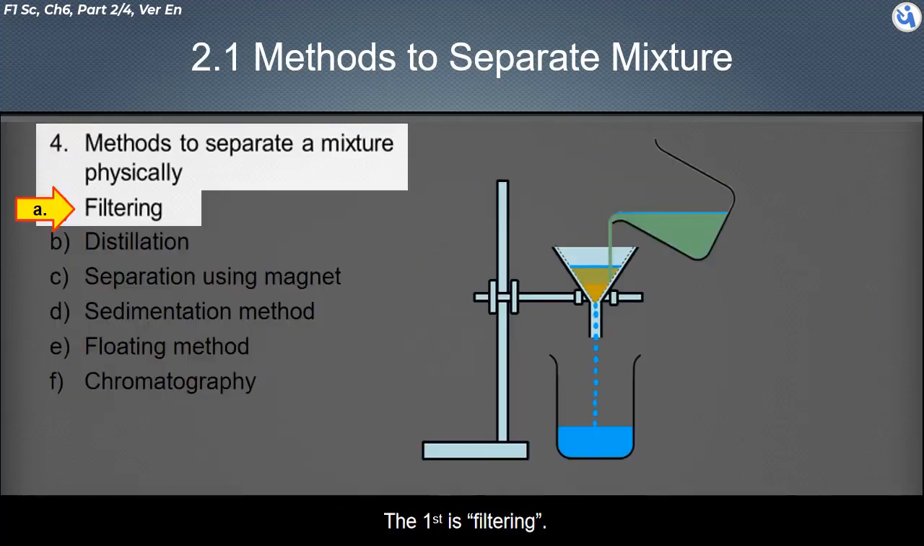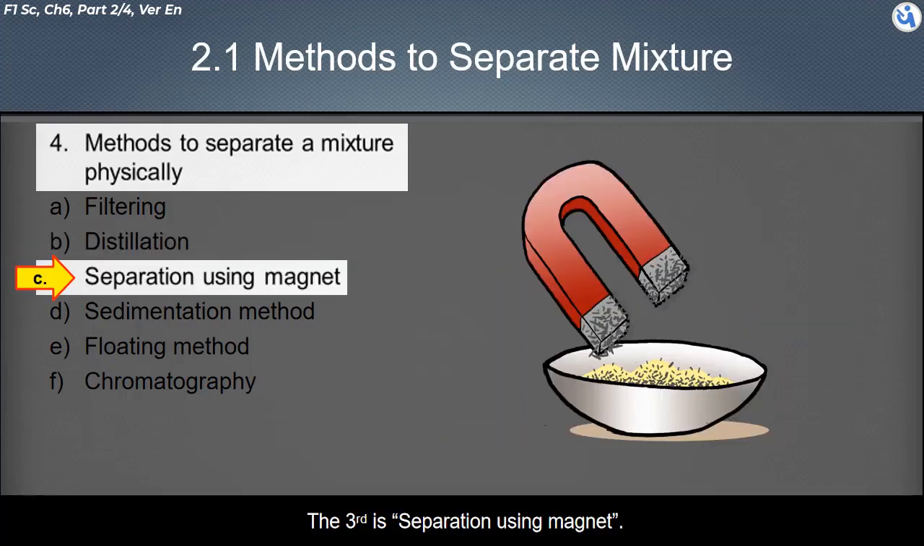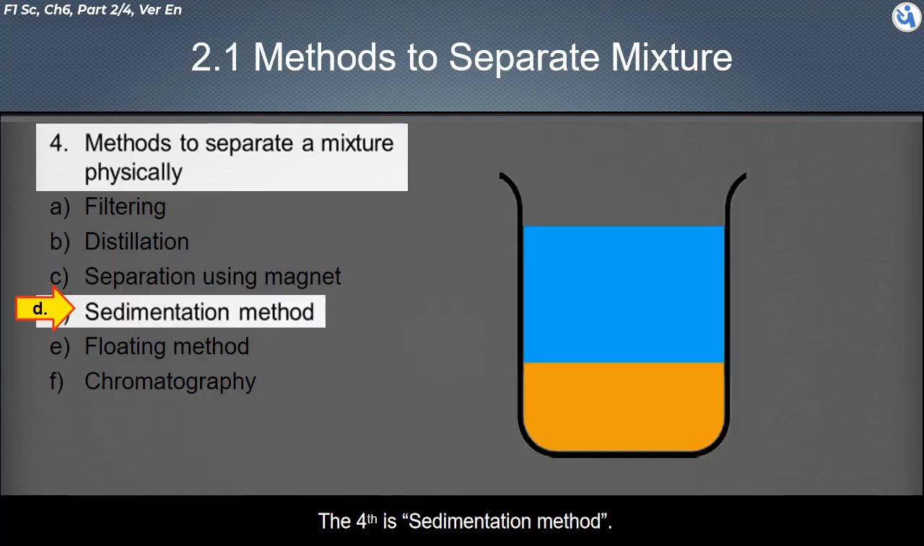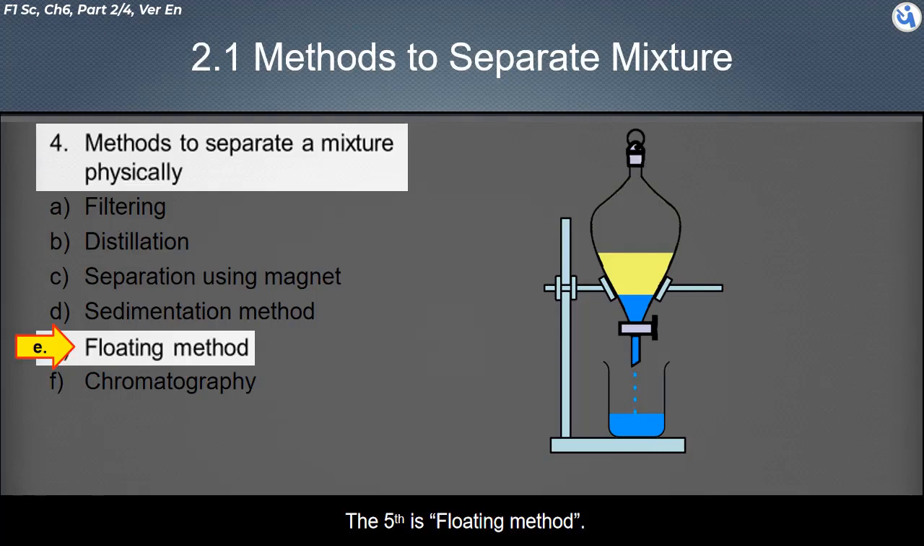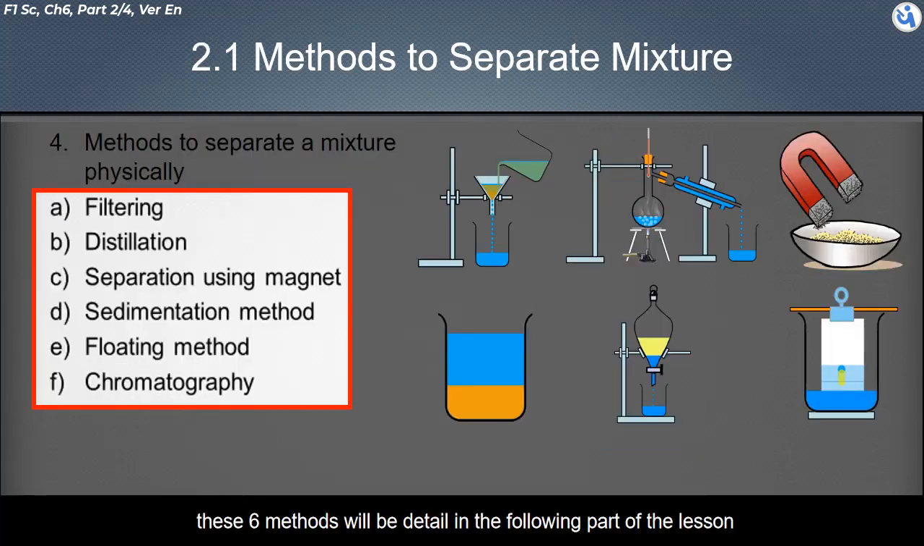The first is filtering. The second is distillation. The third is separation using a magnet. The fourth is the sedimentation method. The fifth is the floating method. The sixth is chromatography. These 6 methods will be detailed in the following part of the lesson.